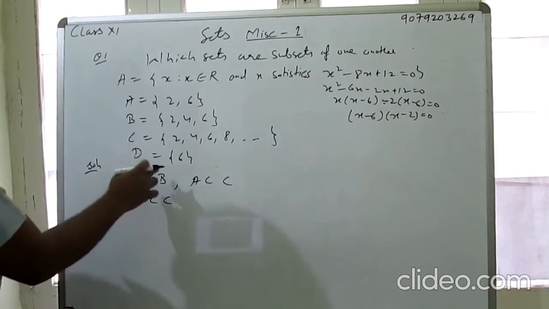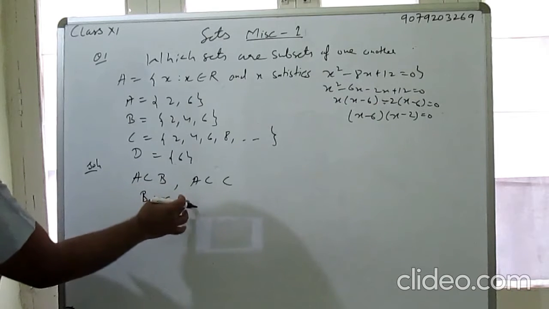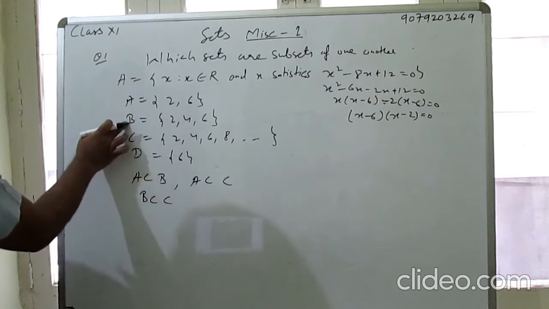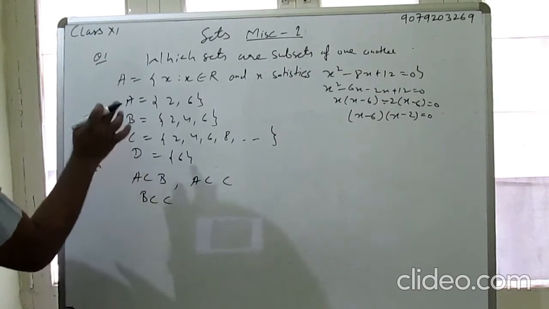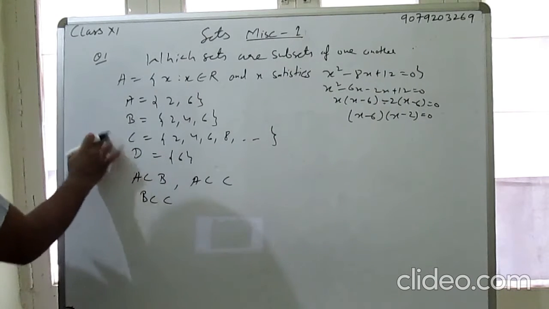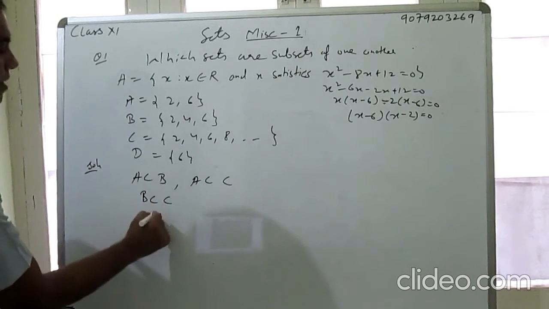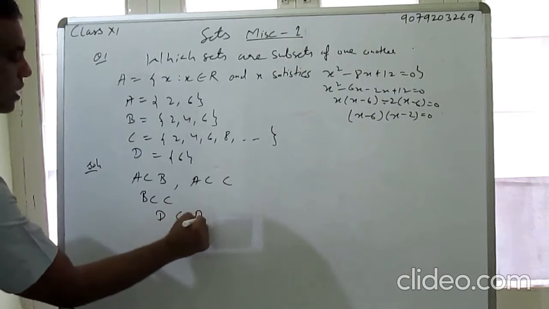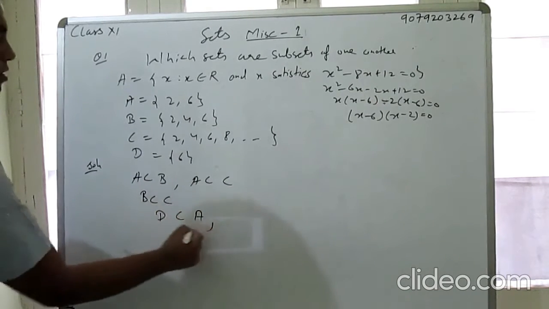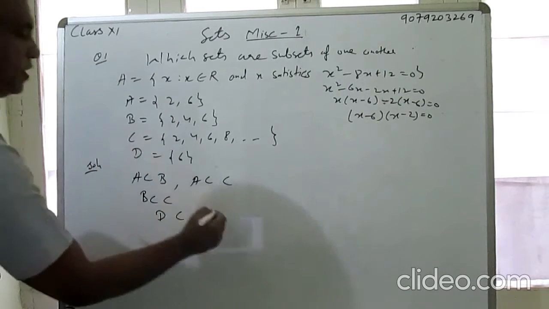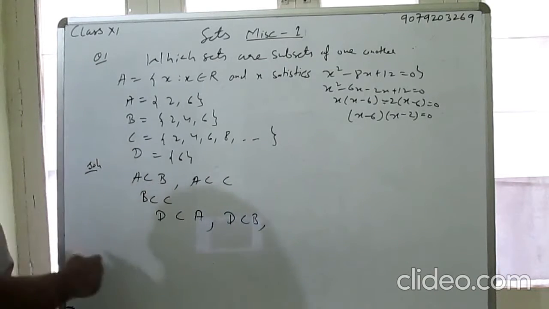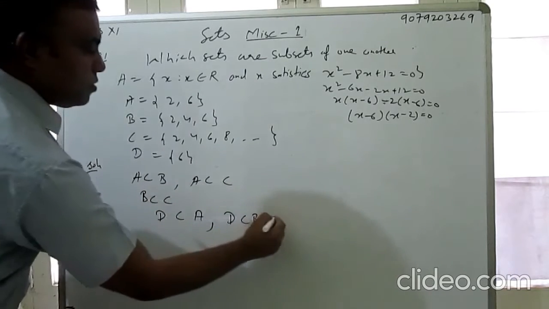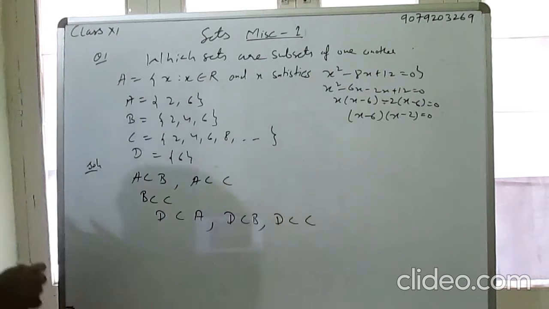Now here you can see one more set. B को चेक किया. Okay. Now you can check C. नहीं है. D को चेक करते हैं. D को किससे चेक करते हैं? A के साथ. D के सारे एलिमेंट्स किस में है? A में है. So D is a subset of A. D is a subset of B. And D is a subset of C also. So this is the answer.